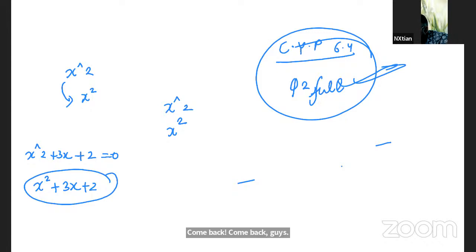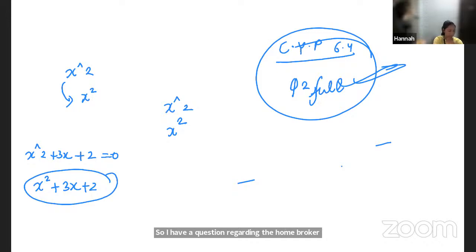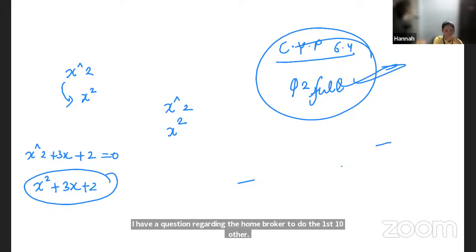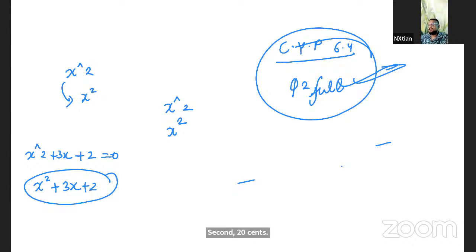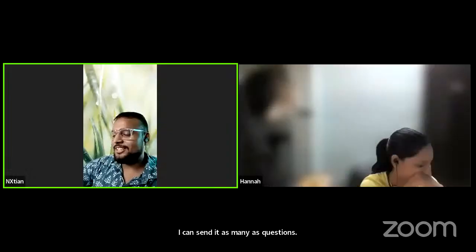We'll start a science class. So I have a question regarding the homework. We have to do the first 10 or the second 20 sums? Yeah, you can choose. Yes, sir, 21, not the 10 one. Okay. I love this. I can generate as many questions now for you guys. Are you excited?